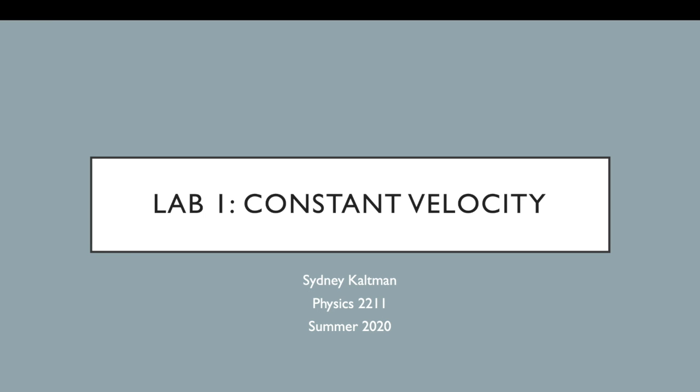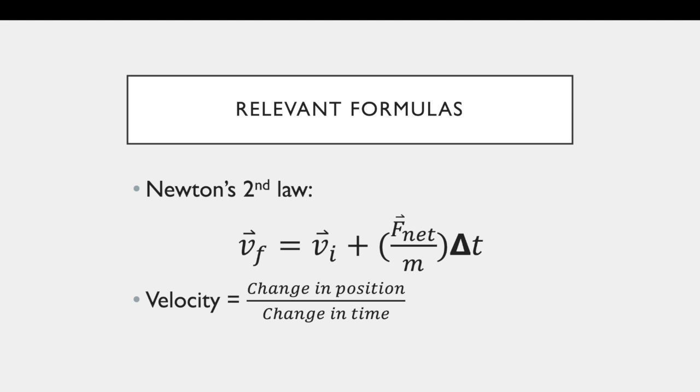Lab 1, Constant Velocity. The goal of the lab was to take an object moving at constant velocity that does not change direction and compare the observed position path with the computer-predicted position path. This lab relates to Newton's second law, which states that an object's acceleration is dependent on the net forces acted upon it and its mass.